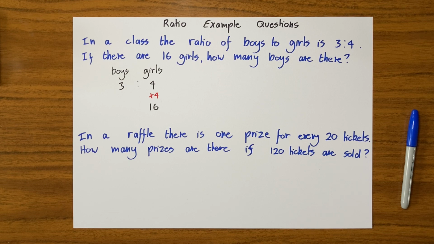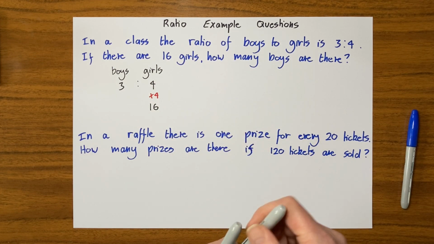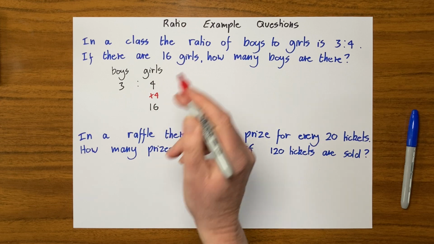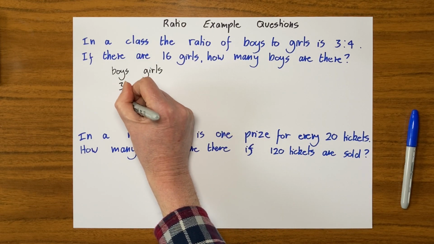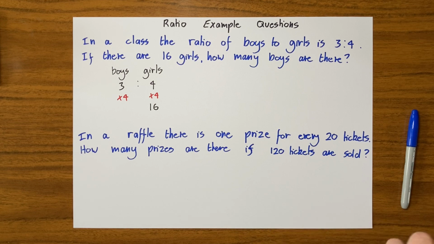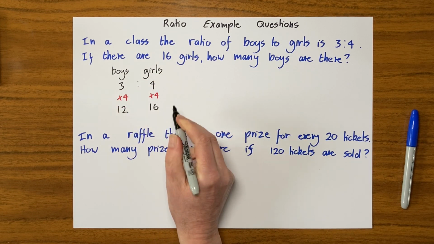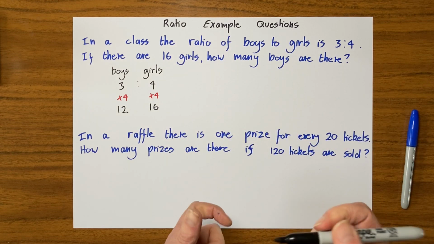And it's just the same as with equivalent fractions, whatever I do to one side, I have to do to the other side. So 4 times 4 is 16. Yep, you got it. I've got to multiply 3 by 4. So 3 by 4 gives me 12 boys. So that is the answer to this question.